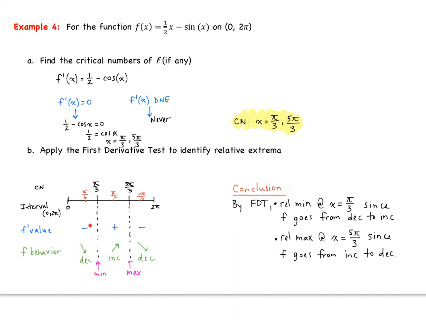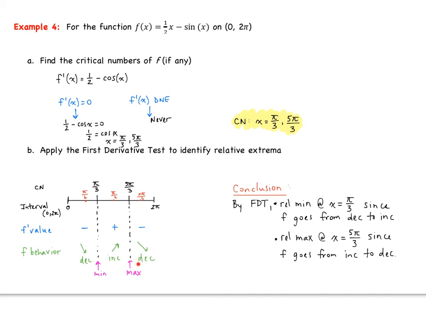So when f prime was negative, I knew f was decreasing. When f prime was positive, I knew f was increasing. And when f prime was negative again, f was decreasing. So I was able to tell, since f went from decreasing to increasing at pi over 3, we have ourselves a relative minimum.